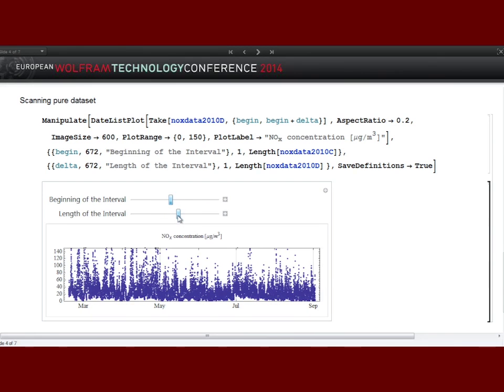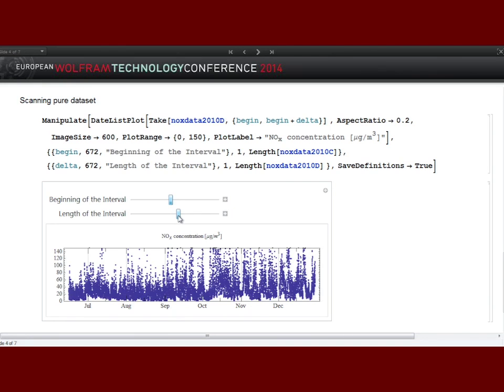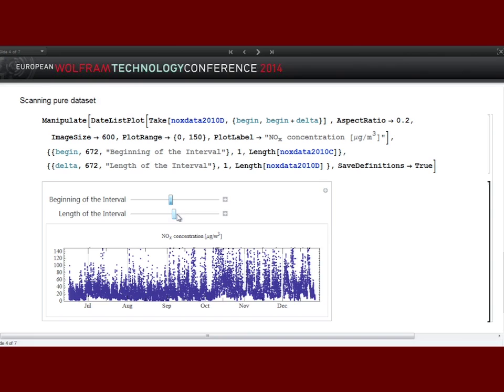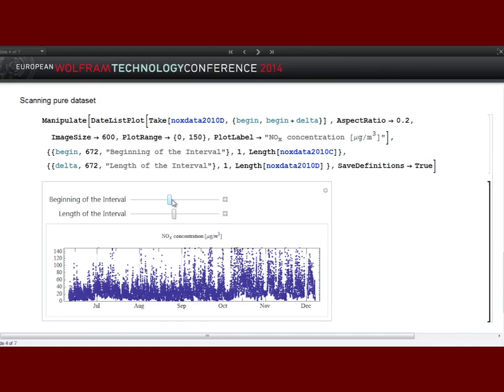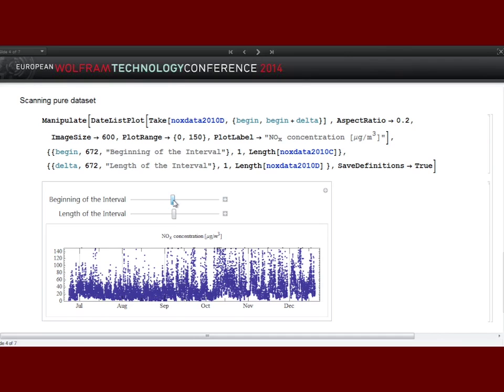We could see also a weekly pattern and also a daily pattern. I'm not sure, it's a little bit slow. But if we, so I will show you later a smaller data set.